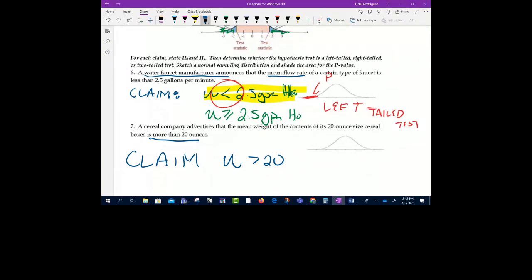More than 20. What do y'all think? Ha. Very good. That's my Ha. Okay, so look, y'all. Mu less than or equal to 20, that's going to be the Ho, right?